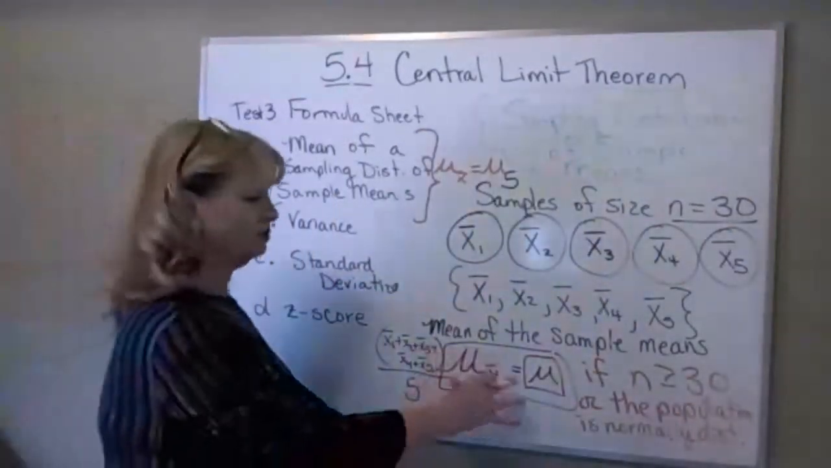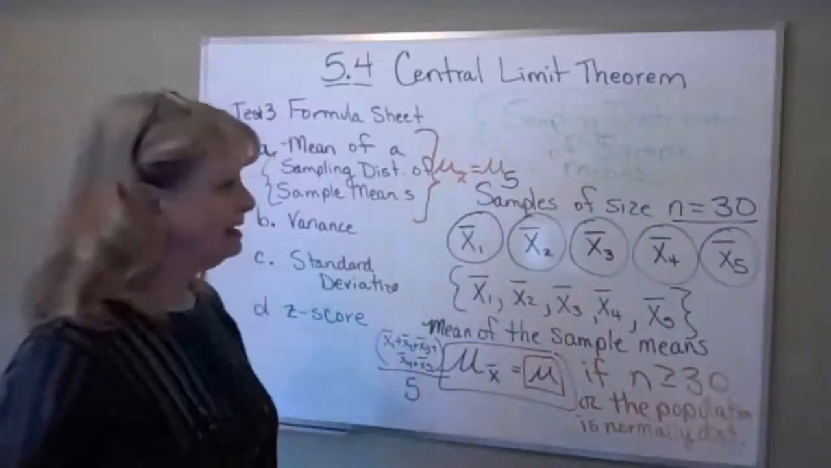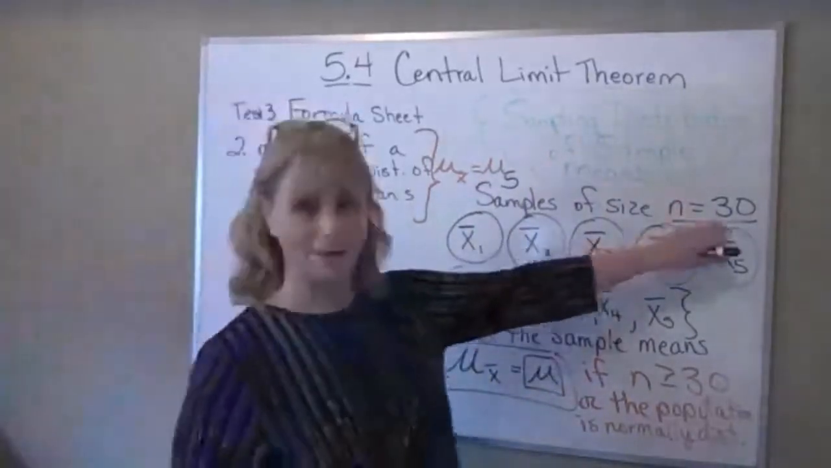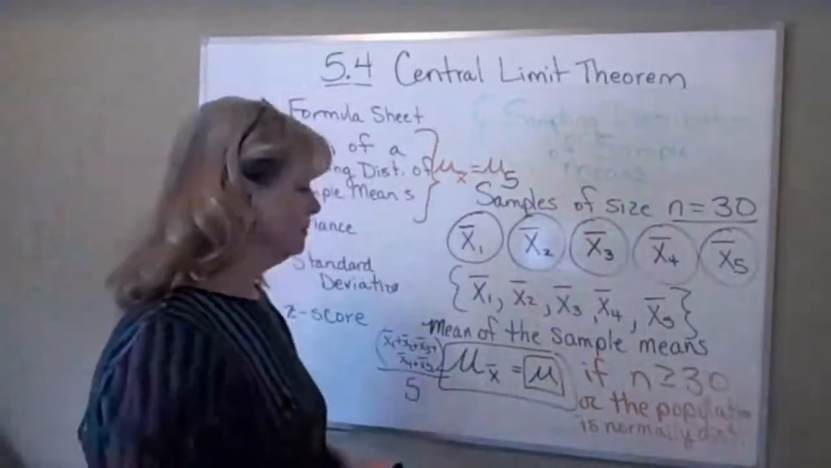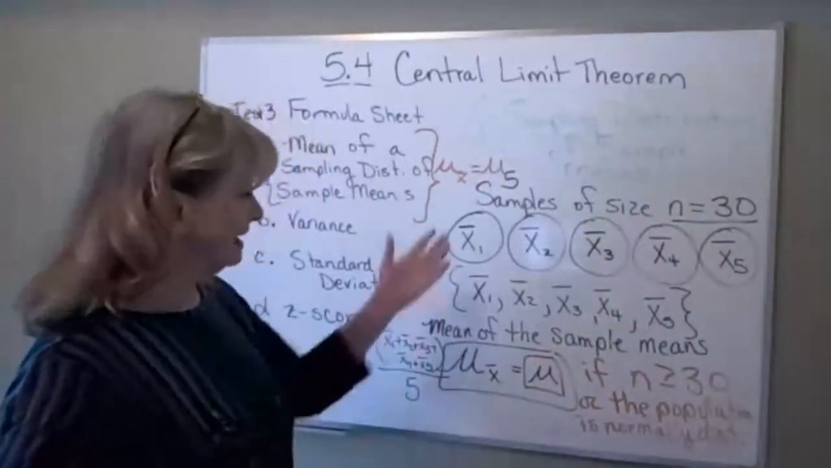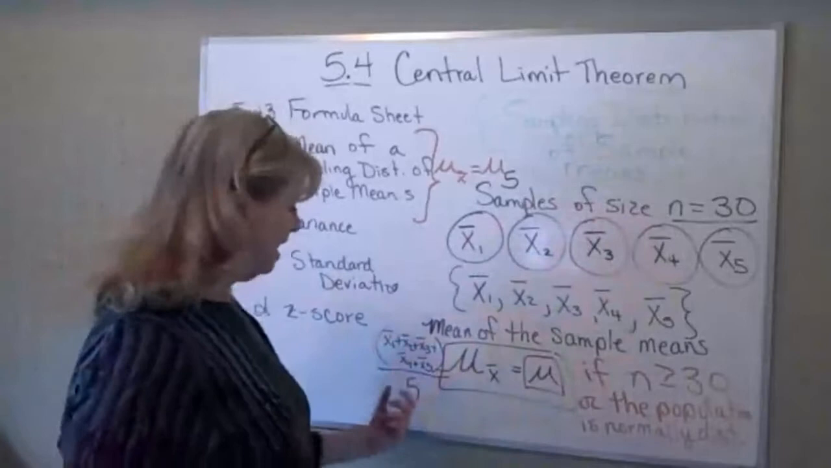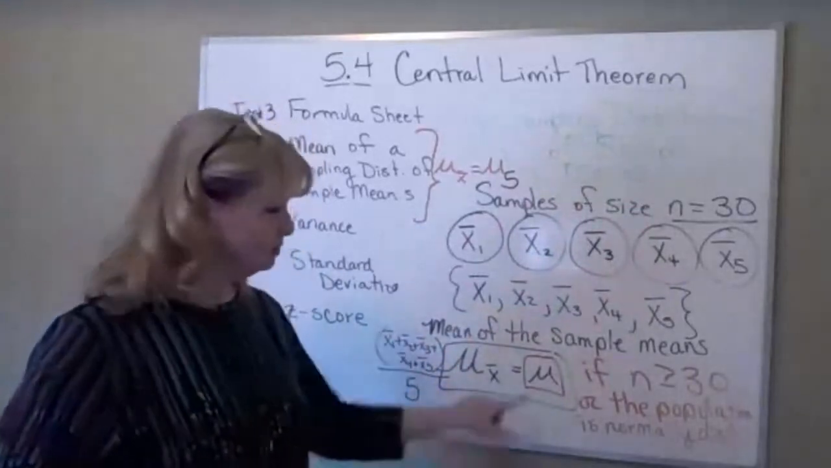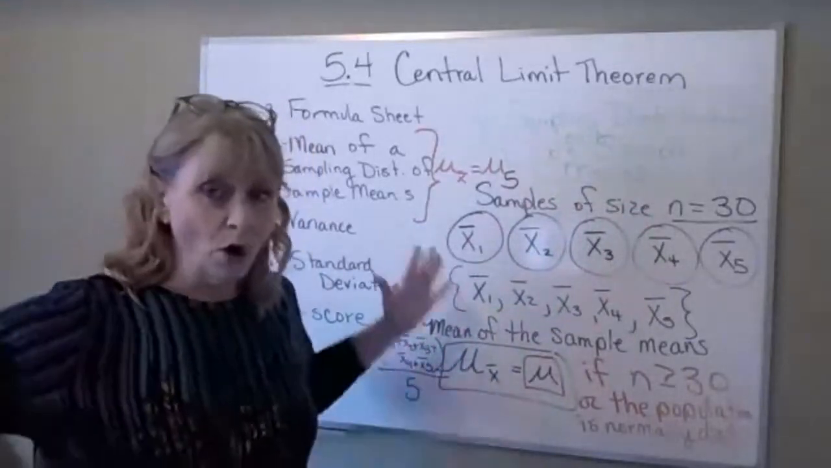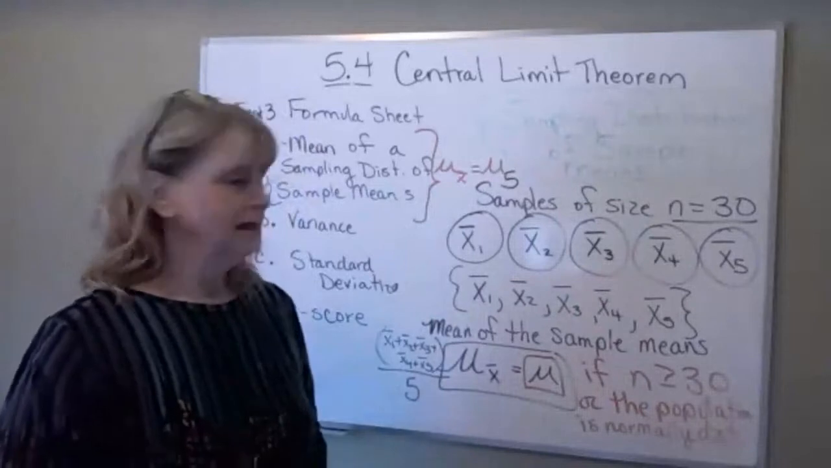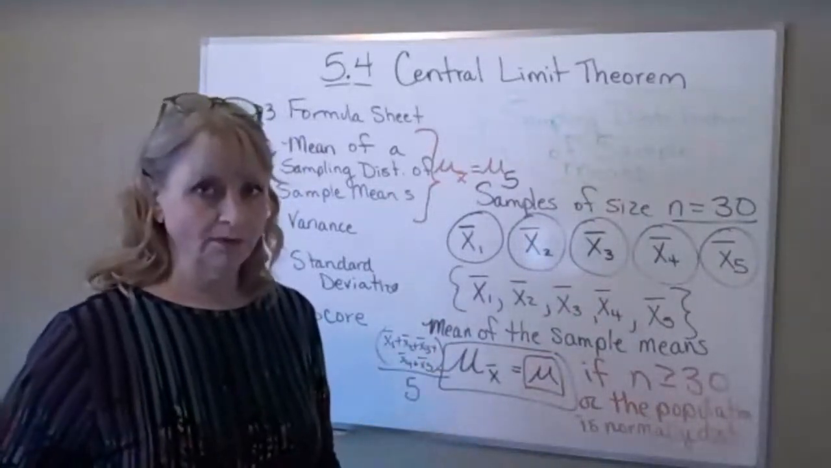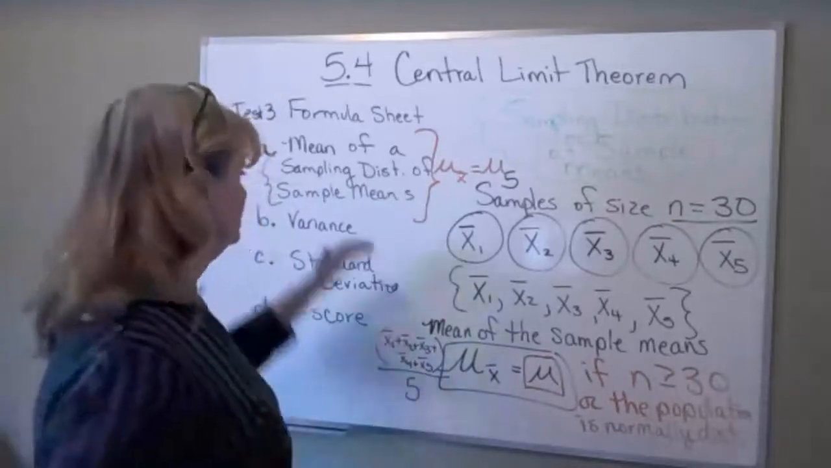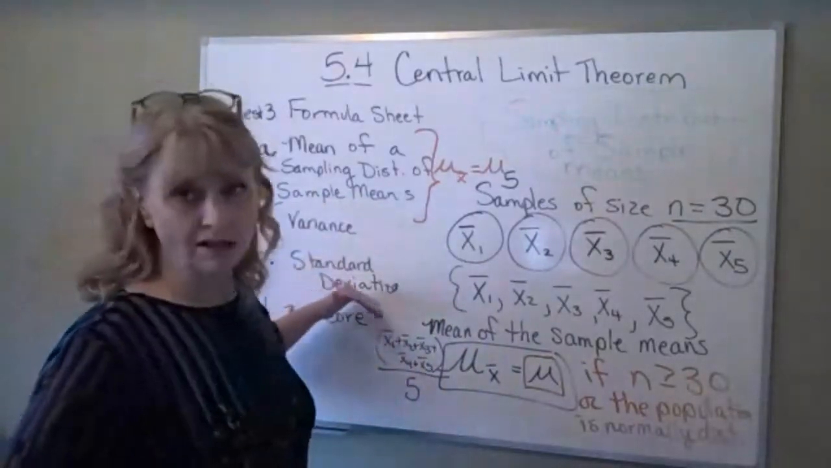So this will be true if the sample size is greater than or equal to 30. That's why I picked a sample size of 30. The bigger it is, the better. But what it's saying is I can take these 5 sample means and average them, and that will be equal to the mean of the whole population. Now, so the mean of the sample means is the same as mu, the mean of the population. The variance and standard deviation, though, are different.